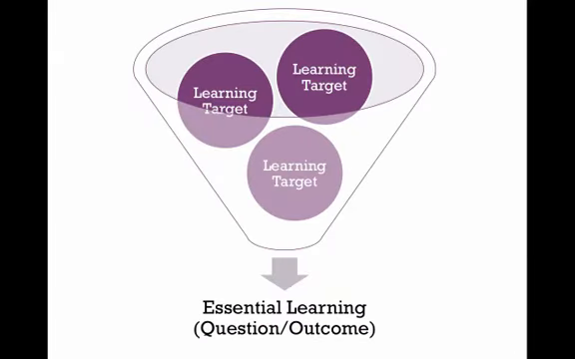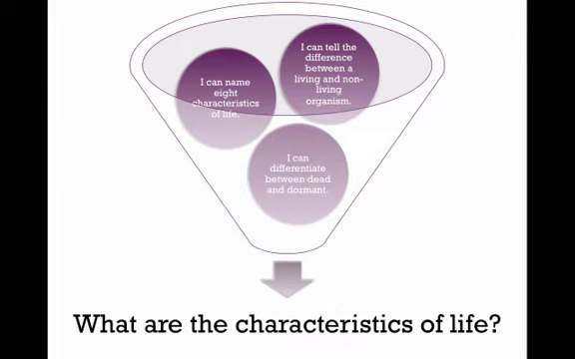This visual helps illustrate how smaller learning targets allow students to achieve the essential learning. Here's a sample from science. The essential question is the overarching question of a unit of study about life. Students must achieve the smaller learning targets in order to be able to answer the essential question.